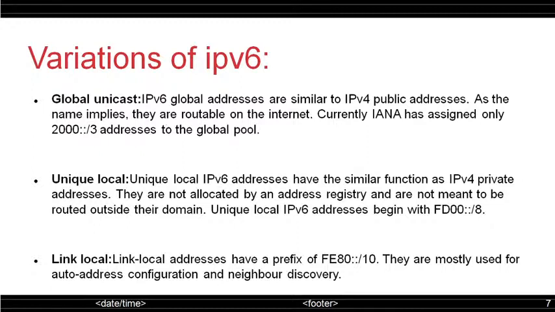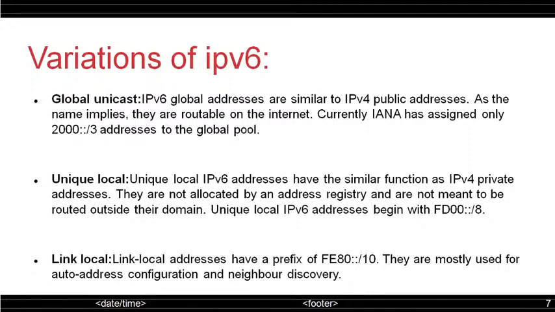Okay, great. And now finally, it's the link local address. These addresses have a prefix of FE80. They are mostly used for auto address configuration and neighbor discovery. If we get the time, we will try to see how we can create a link local address also, because this is for auto address configuration. So that's it about IPv6.